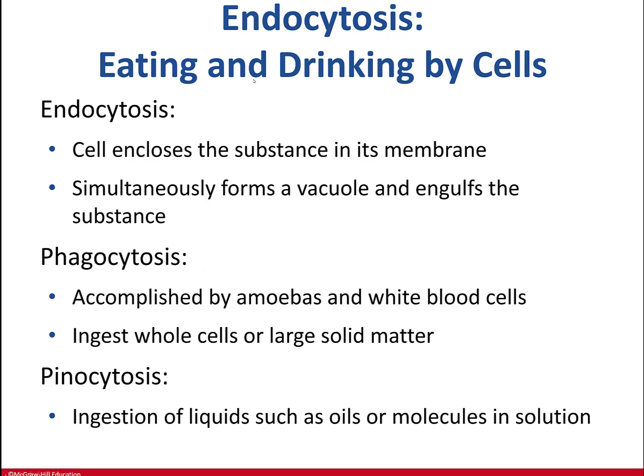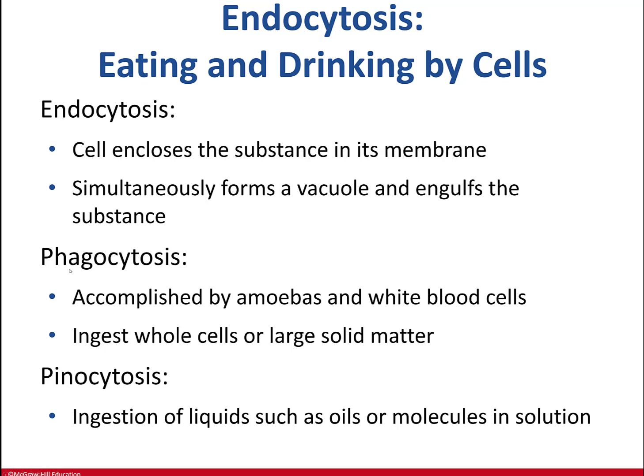Eating and drinking. Endocytosis. Cell encloses the substance. Now we've talked about endocytosis when we talked about viruses and how they trick a cell into thinking that it's something it wants, and it pushes the doorbell and it opens the door, and there you go. Spontaneously forms a vacuole and engulfs the substance.